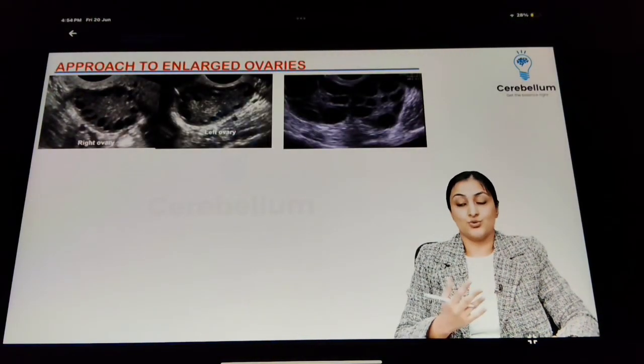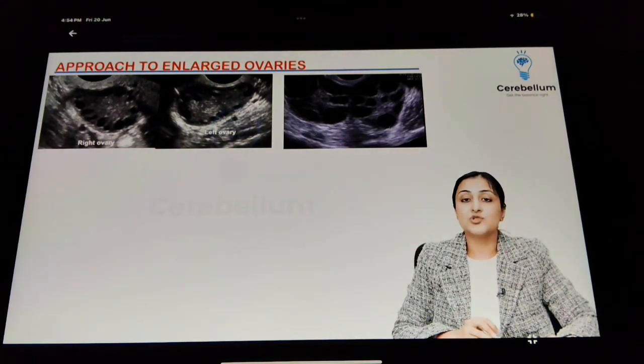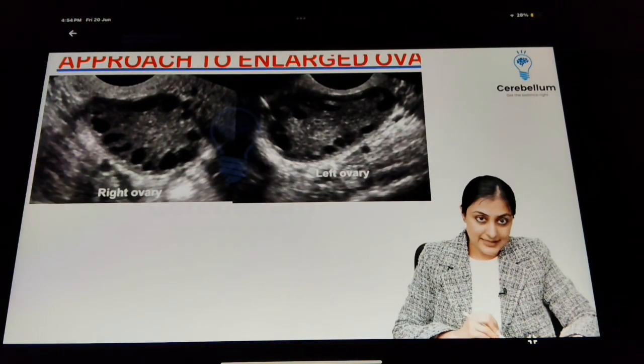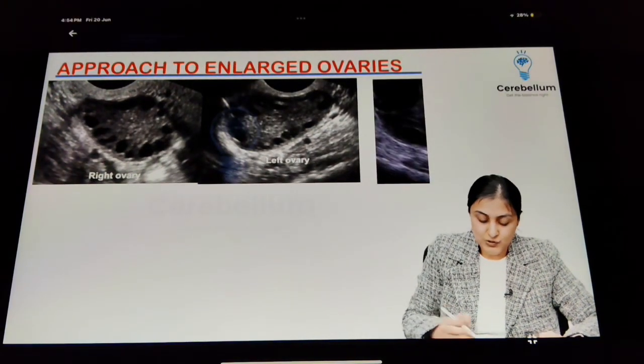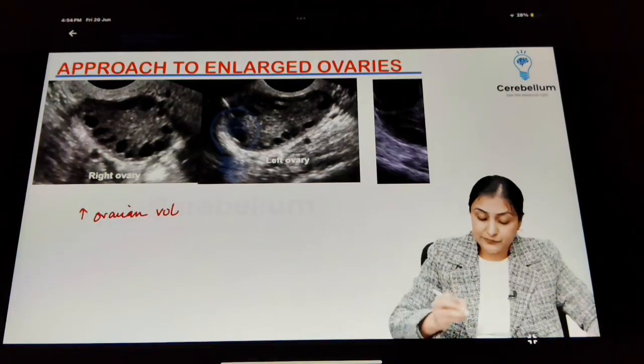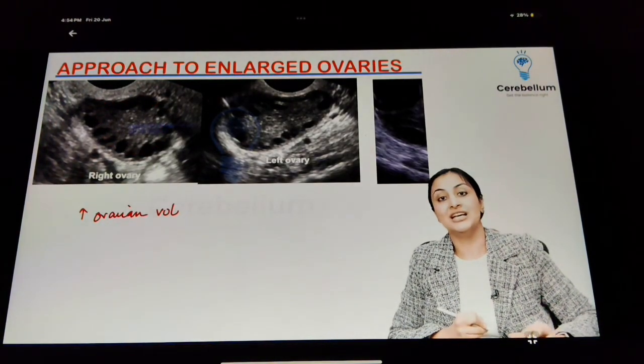Next, we go on to the approach to enlarged ovaries. So whenever you see enlarged ovaries, you have to ask yourself a question. Ovaries are enlarged, but what about the follicles? So look at the first case wherein the ovary volume is increased, right? So this is where you have bulky ovaries, increased ovarian volume, but look at the follicles. The follicles are small and arranged in the periphery like a string of pearls.